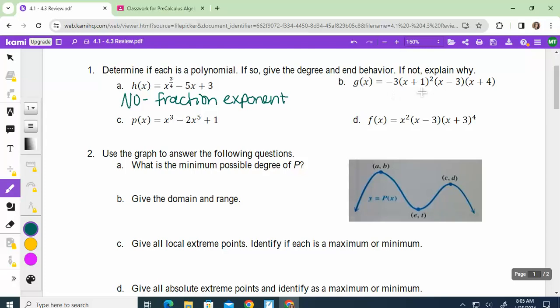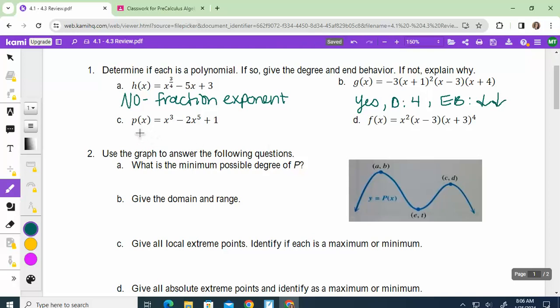Yes, if we multiplied it out, it would be a polynomial. What would be the degree? 4. If you multiply it out, you have 2, 3, 4. What would be the end behavior? Down. Right. Degree 4 means it looks like a parabola, but there's a negative in front. So both ends are pointing down.